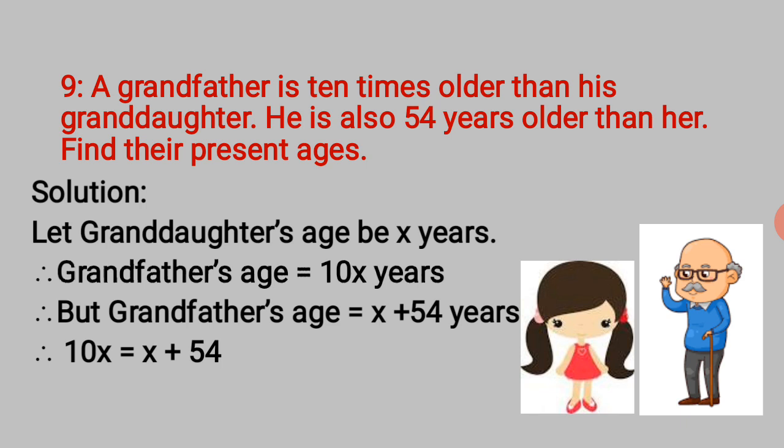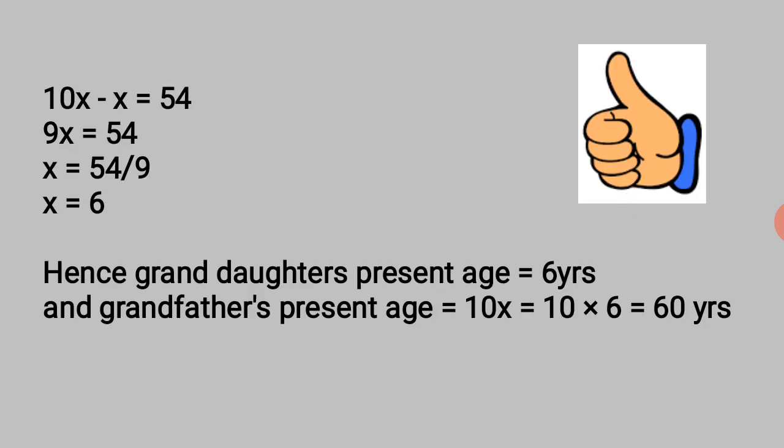The rest is now all mathematical. Solve it out: 10x minus x equals 54, and so on. Proceed and finally you get x equal to 6. And this is the granddaughter's present age, that is 6 years. Now the grandfather's age will be 10 times, that is 10 into 6, 60 years. So this is how you have got both the ages.